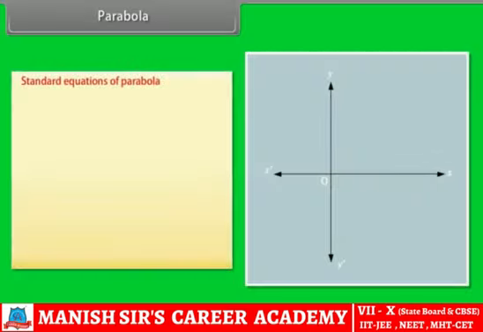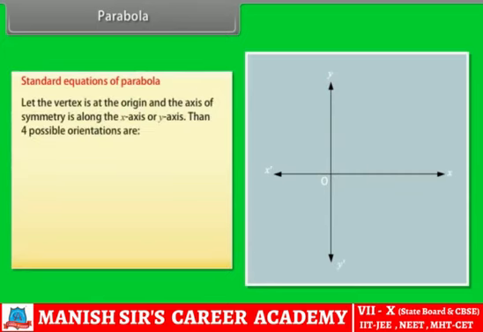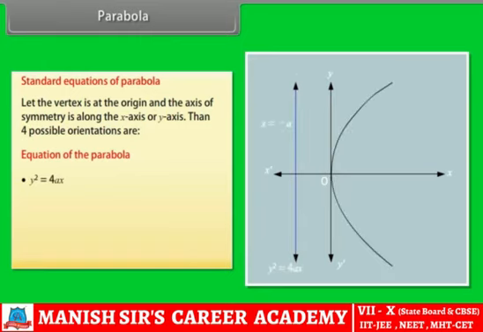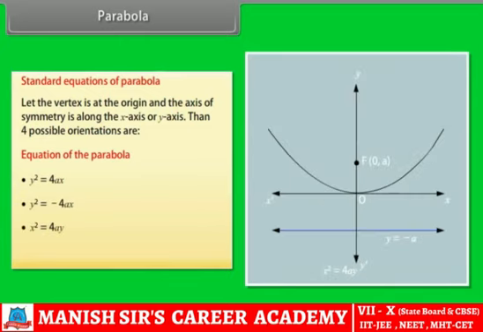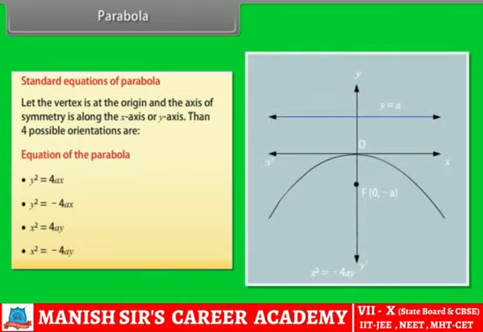Standard equations of parabola. Let the vertex be at the origin and the axis of symmetry be along the x-axis or y-axis. Then four possible orientations are: y^2 = 4ax, y^2 = -4ax, x^2 = 4ay, x^2 = -4ay.